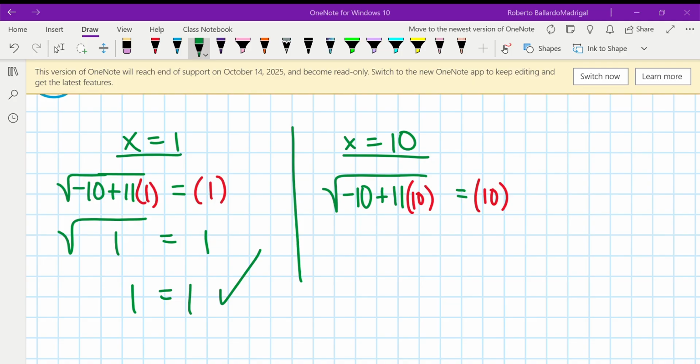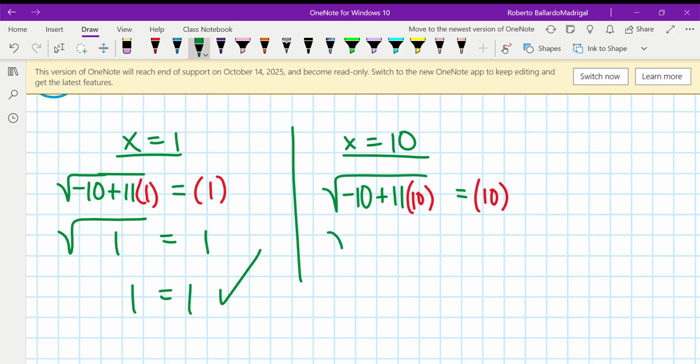If you're wondering how I went from this first step to this part right here, 11 times 1, once again, 11 times 1 is 11. Negative 10 plus 11 gives you 1. Same as 11 minus 2. On this side, we do the same steps.